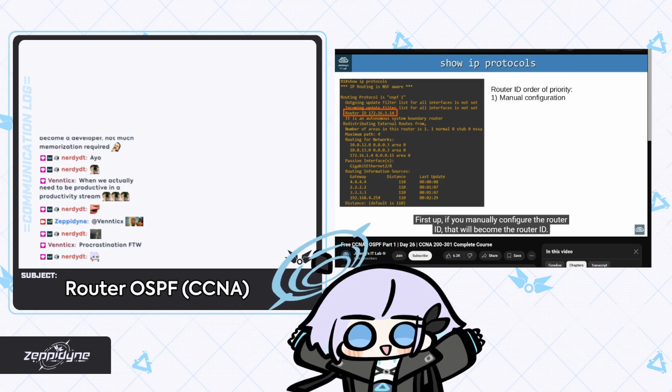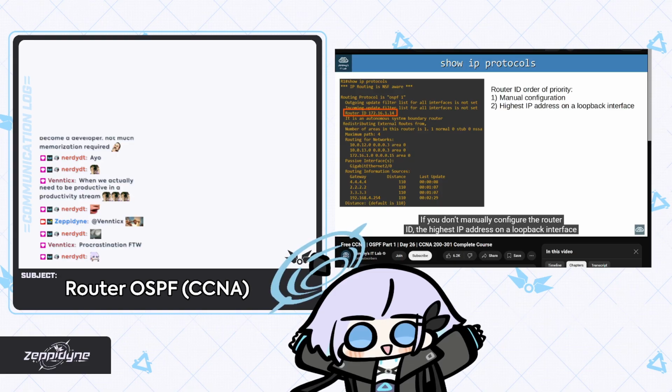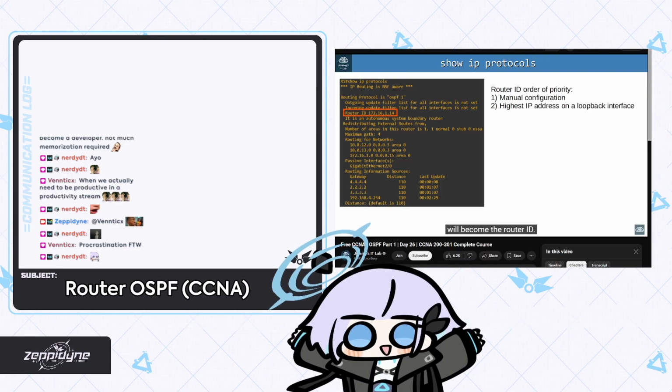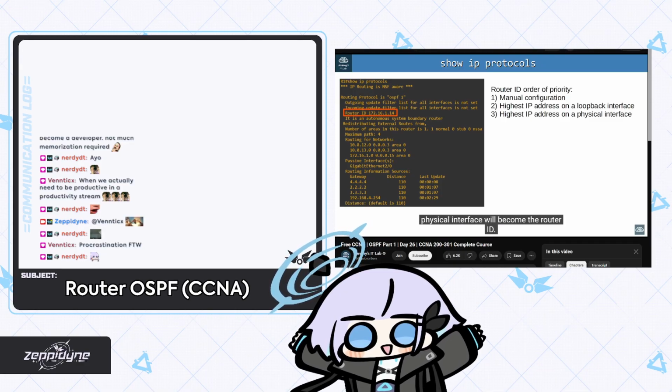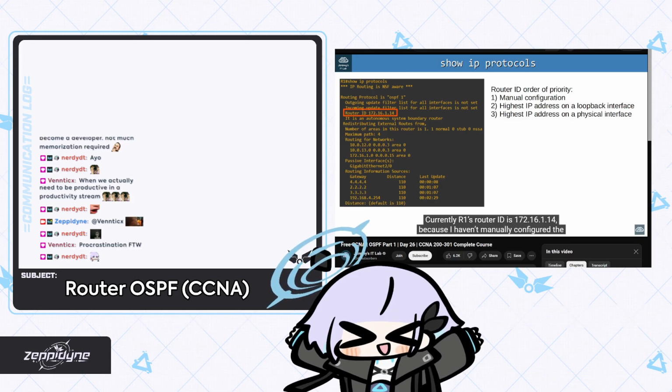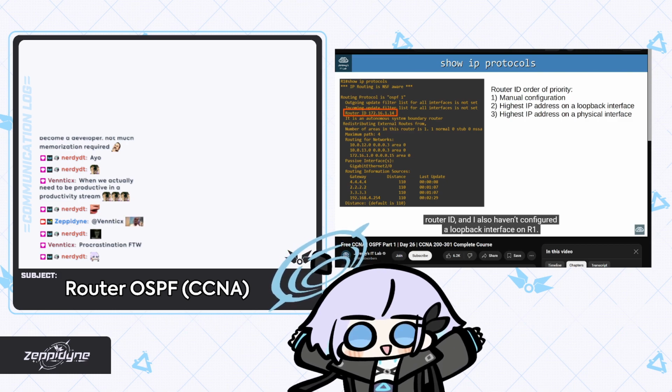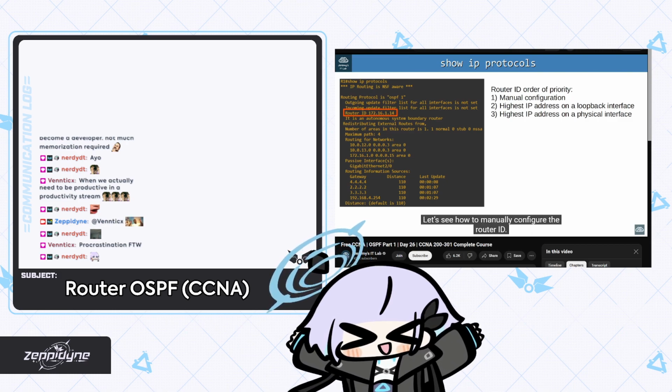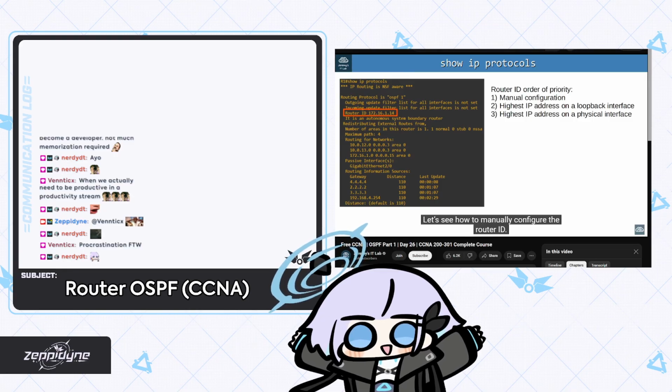First up, if you manually configure the router ID, that will become the router ID. If you don't manually configure the router ID, the highest IP address on a loopback interface will become the router ID. If the router has no loopback interfaces with an IP address, the highest IP address on a physical interface will become the router ID. Currently, R1's router ID is 172.16.1.14 because I haven't manually configured the router ID, and I also haven't configured a loopback interface. That's the IP on the physical interface. Let's see how to manually configure the router ID.